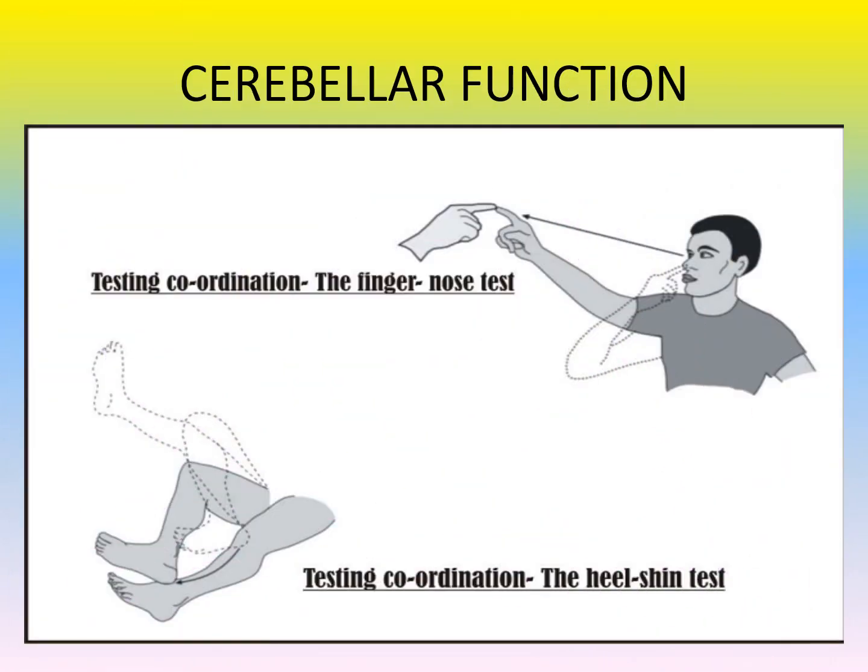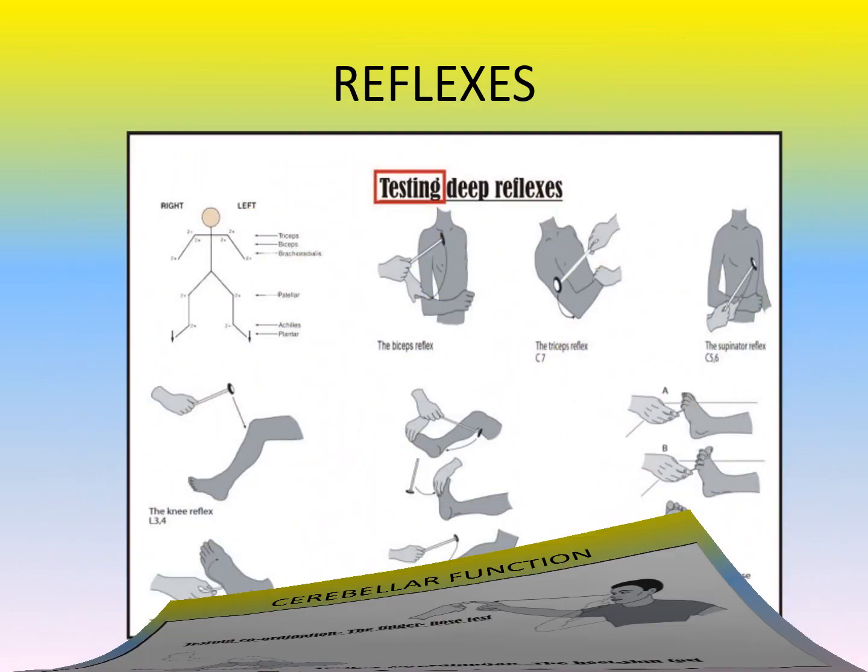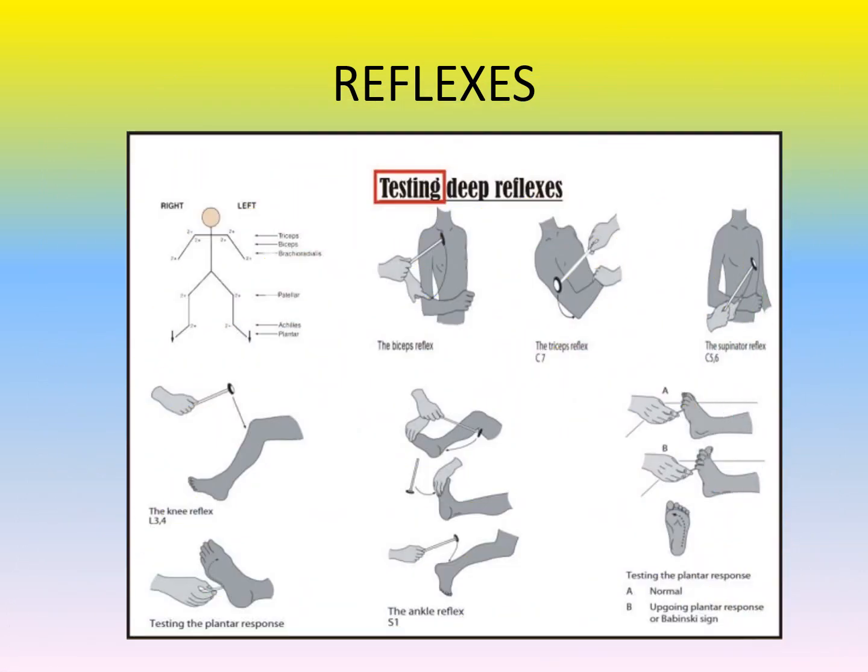Next, cerebellar function. Here we will test for coordination, the finger to nose test, and testing the coordination, the heel test. And the reflexes, testing the deep reflexes: biceps, triceps, supinator reflex, knee reflex, plantar response, and ankle reflex.